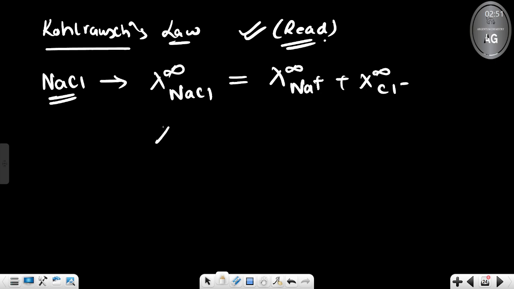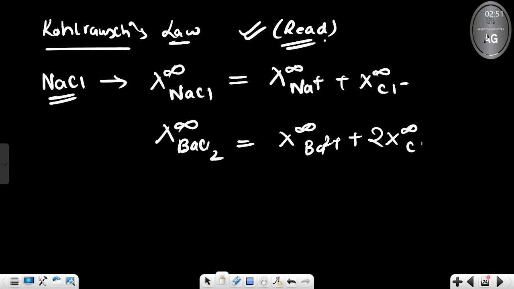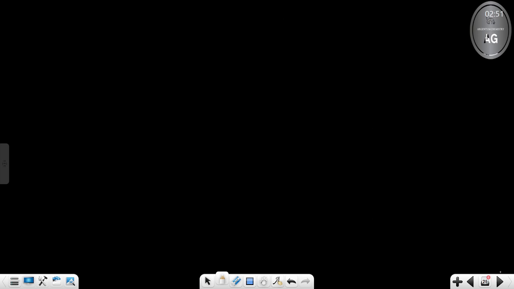Simple thing. Next, if it is BaCl2, then you have to multiply the value. Please do not forget that. Ba2 plus, this will be plus 2 times delta Cl minus. Don't forget this 2. Multiply this 2 always. Clear? So this is the way to find out. One simple question I will give you from here, with the help of which you can understand. The question that comes in the exam will not be given in this question.